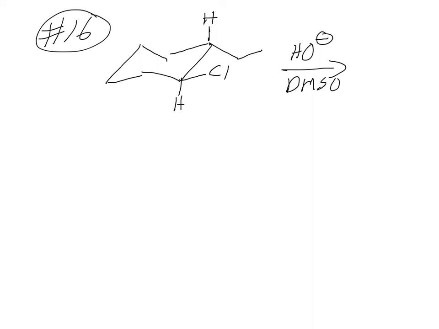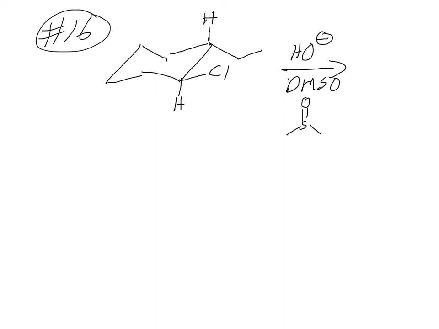Okay, let's look at number 16 in chapter 10. Looks like we're going to have a chlorine here. We have an ethyl. So we have an H and an H, right? So there's a bunch of other CHs in there as well, but I'm not going to mess around too much with that for right now. So we have OH minus, DMSO, which is a polar aprotic solvent. Right, DMSO.